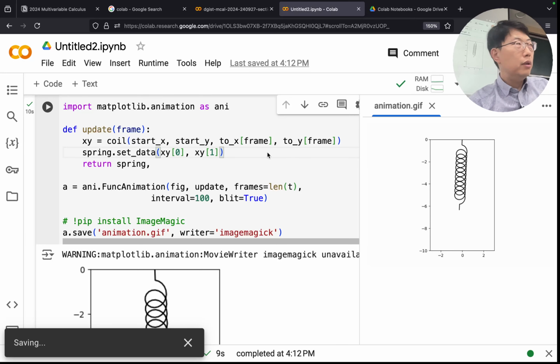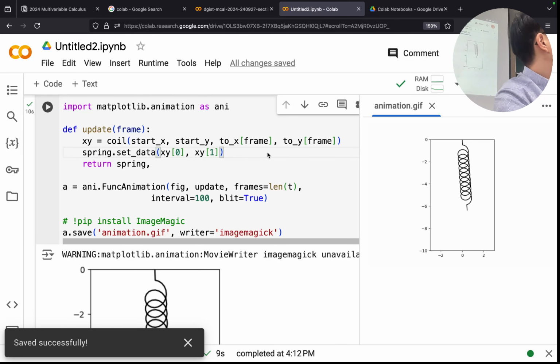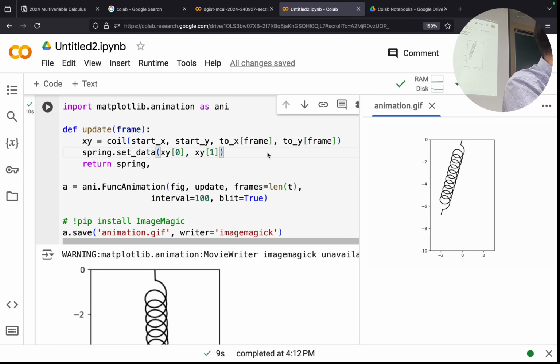Okay, so raise your hand if you're doing spring oscillation. Where is the group doing? Okay, so you guys can try more than this one.